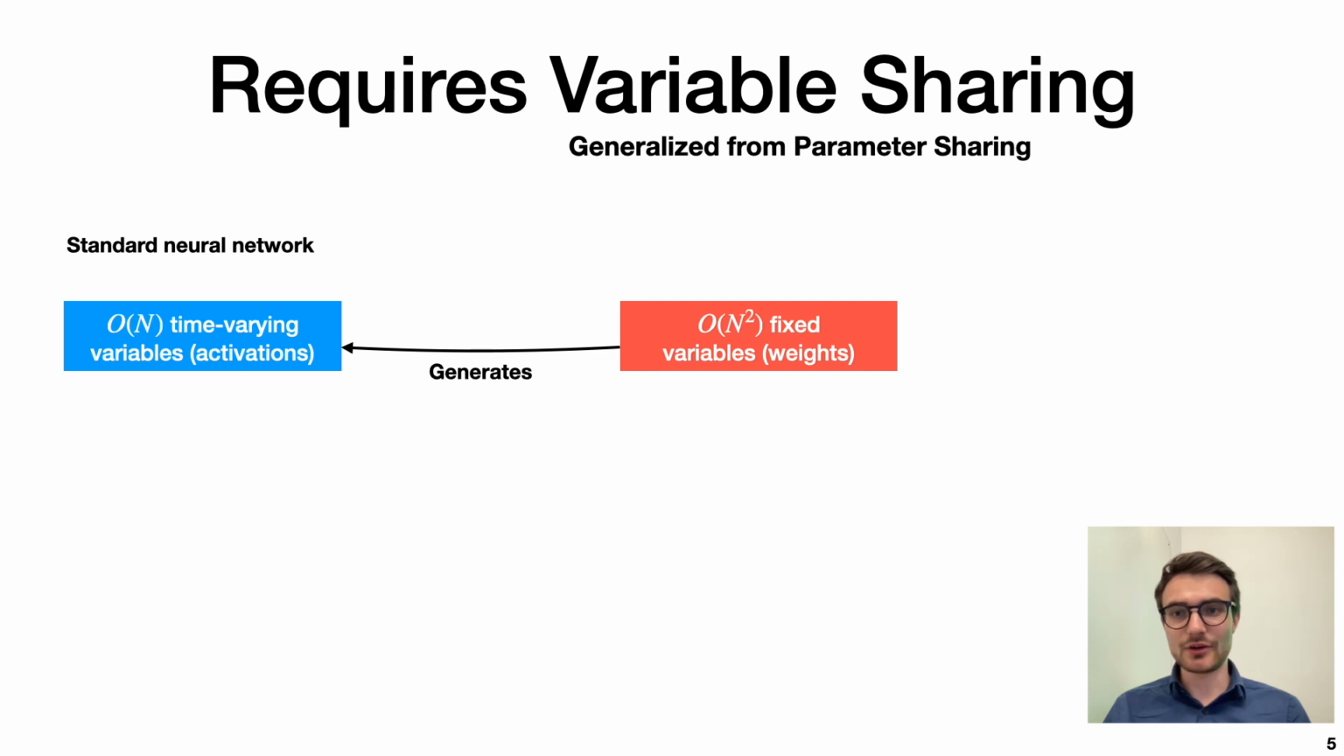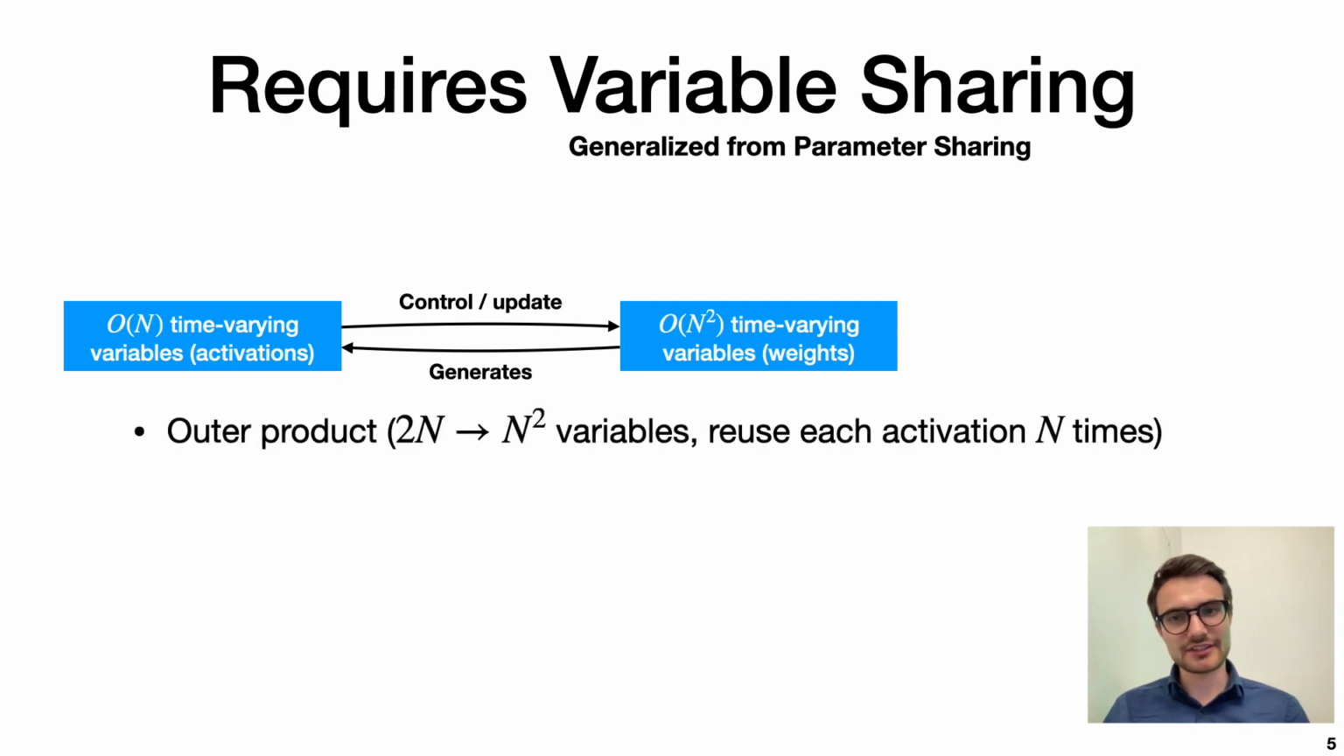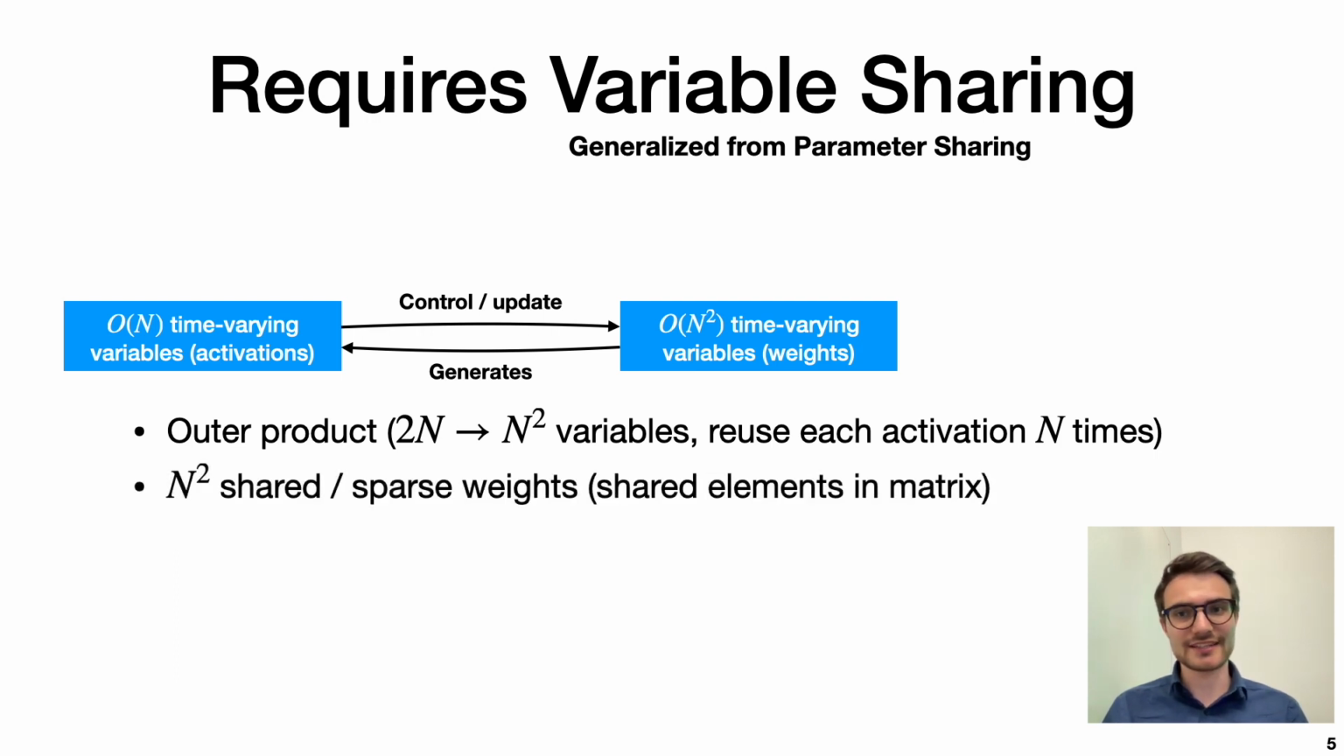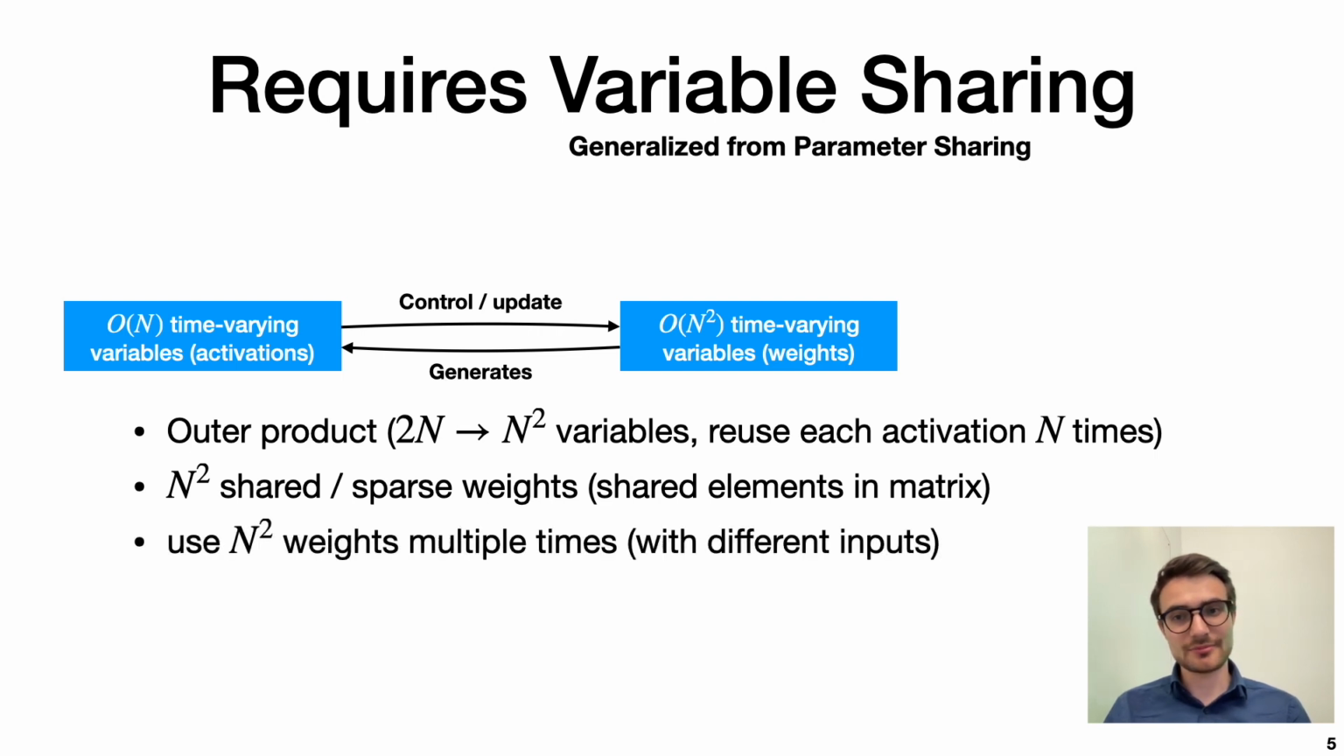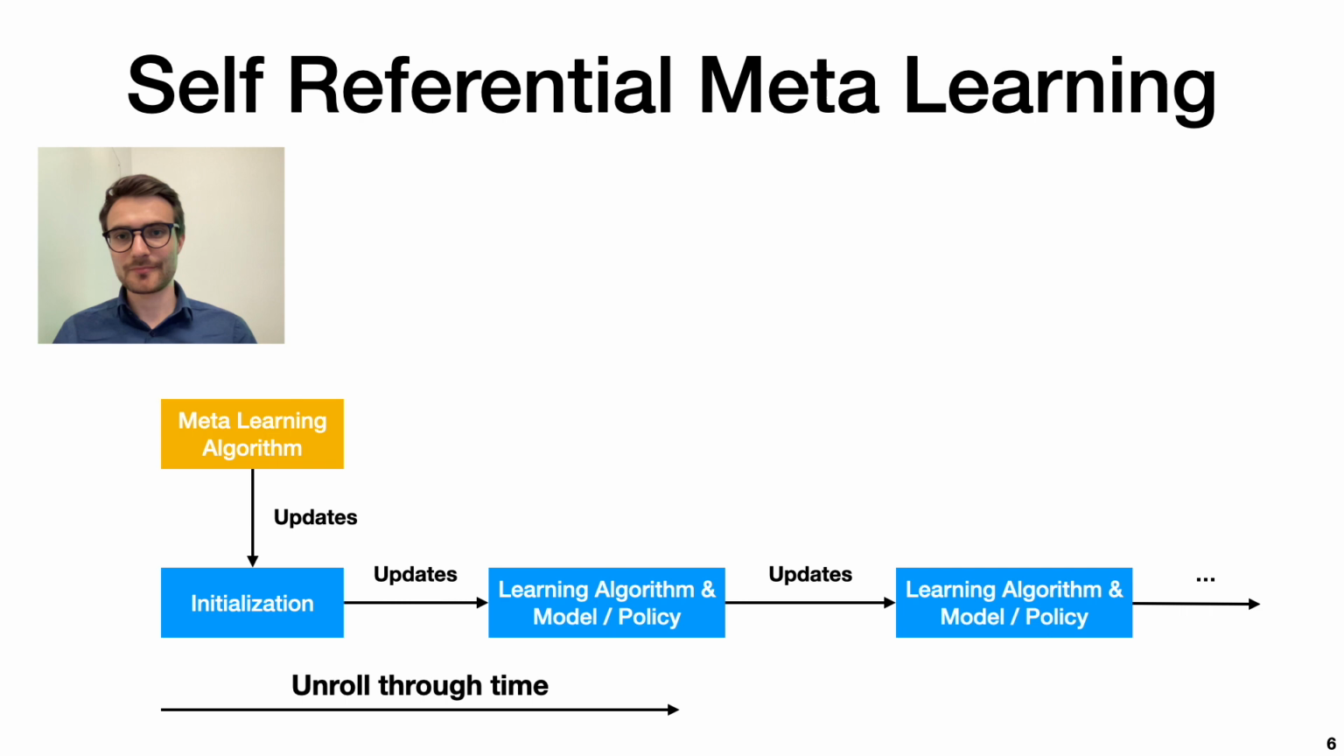The first challenge with such a system is how to access all its variables. In a standard neural network, there are O(n) time-varying activations and O(n^2) fixed weights. For the network to control all of its variables, including all its own weights, it needs to generate O(n^2) updates. Possible solutions to this issue are outer products that generate n^2 variables from two n variables. This is done by reusing each activation n times, a kind of variable sharing. We can also share elements of the n^2 weights and specify the weight matrix. Finally, the n^2 weights can be used multiple times with different inputs. For more general analysis of this issue and the specific implementation we used, refer to our paper.